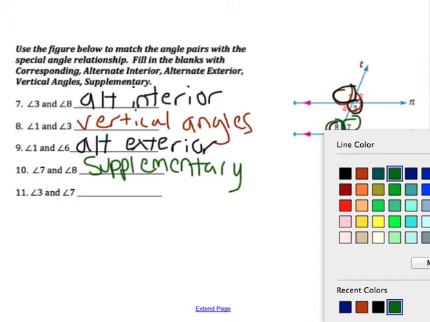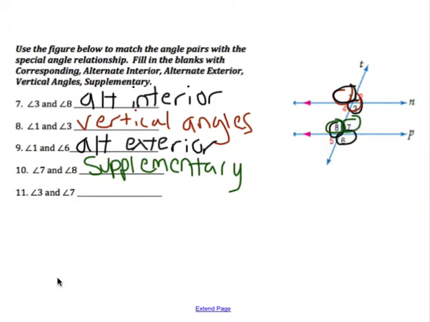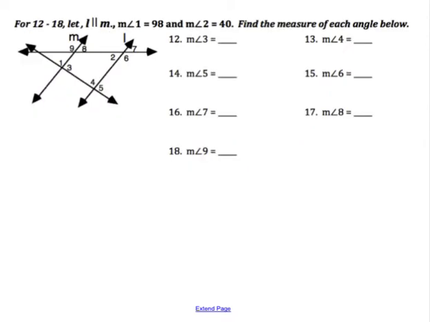Last but not least, let's take a look at 3 and 7. I notice they're both on the inside, and I notice that they're right in a row. 3, 7. So that makes them consecutive angles. All right, let's take a look at number 12 through 18.